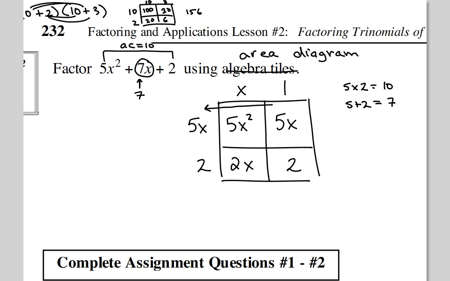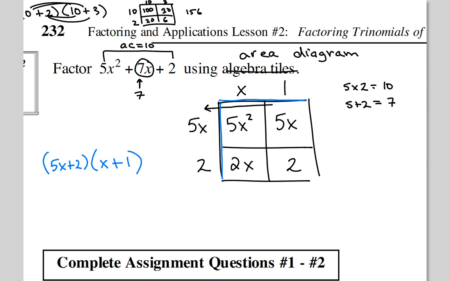We're good. So all this stuff inside, that would be like the area inside, is equal to the length and the width. So the length is 5x plus 2, and the width is x plus 1, and she's factored. And I didn't even have to do any algebra, which is nice.